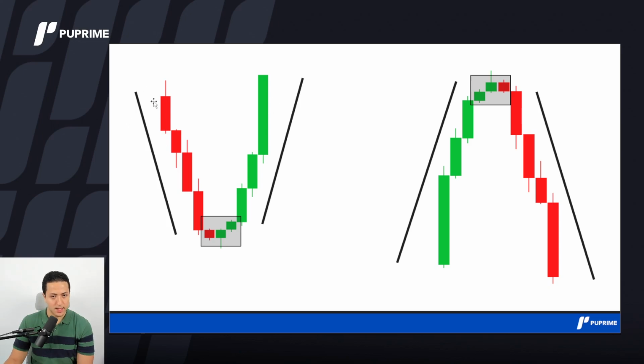Those are explosive candles. The leg in might be explosive, it might be decisive, but the base has to be small candles, it has to be indecisive. And here, we have a leg out, we have a leg in, and we have the base. This is a drop, base, rally. This is a rally, base, drop.